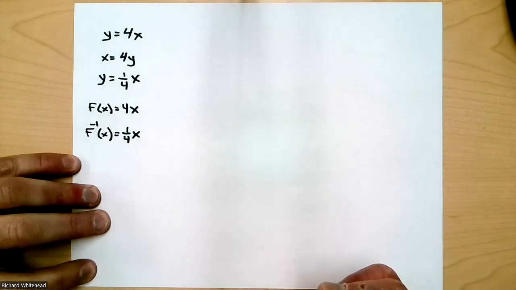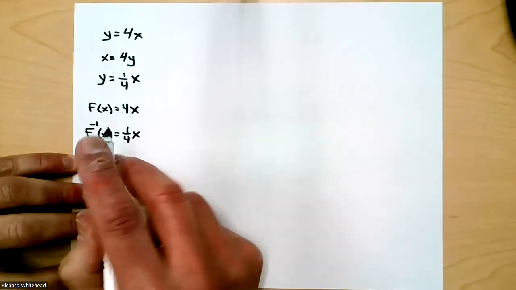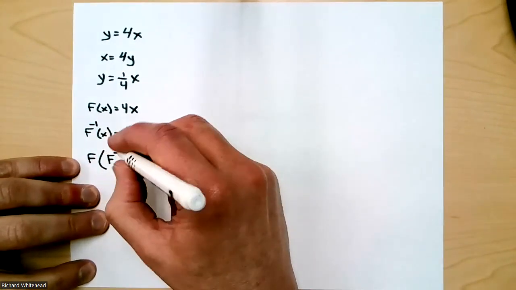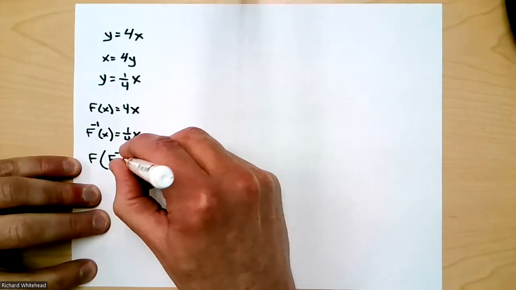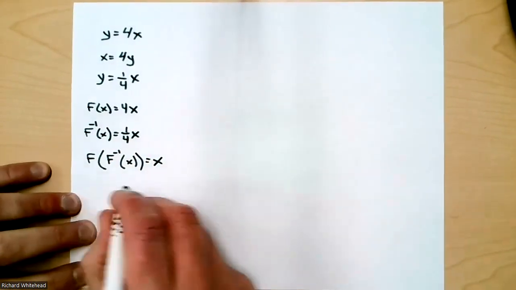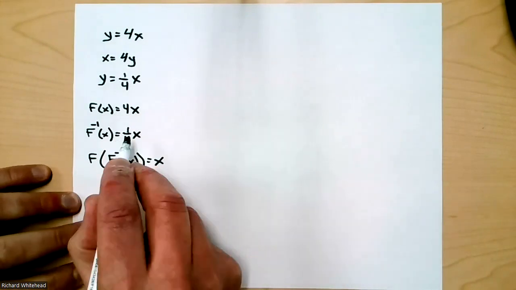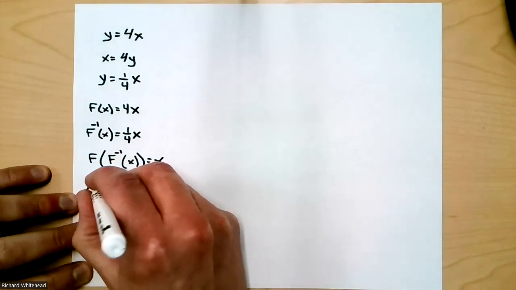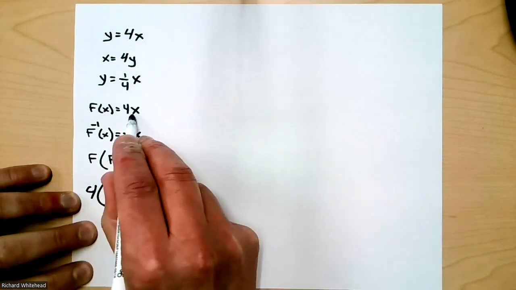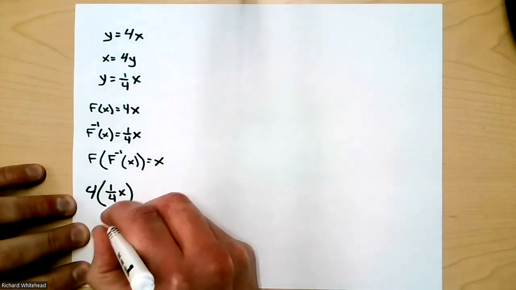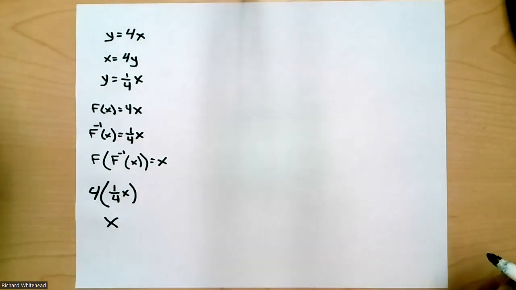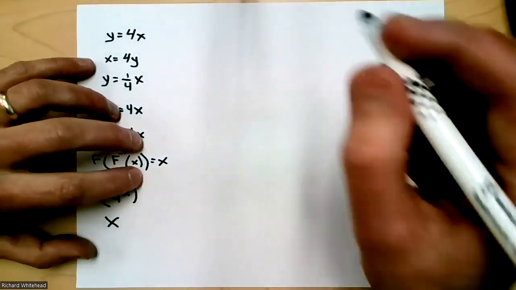When you do the composition of a function with its inverse, this is not something you really need to know. But when you do the composition of a function with its inverse, you're supposed to get x. So if we plugged this into this, if we said 4 times and we plugged in the inverse for x, 4 times 1/4, we would get x. So anyway, that's just kind of an aside. But the point is you swap the x and the y.